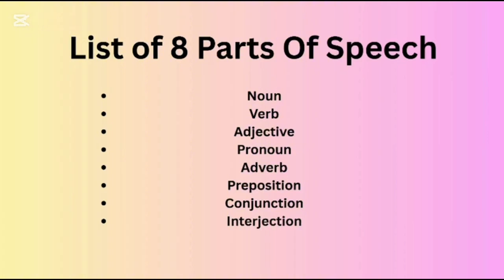Parts of speech are the building blocks of English language. Every word in a sentence has a job. There are 8 parts of speech: noun, verb, adjective, pronoun, adverb, preposition, conjunction, and interjection. Let's learn them one by one with simple examples.